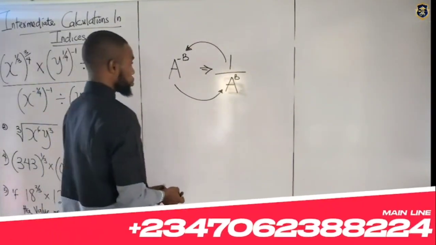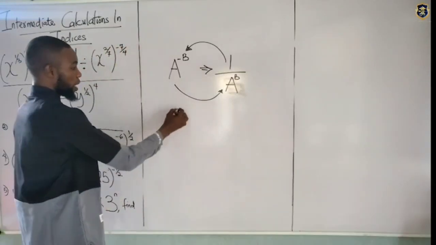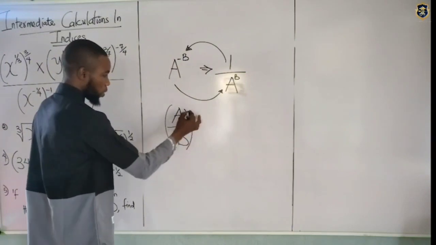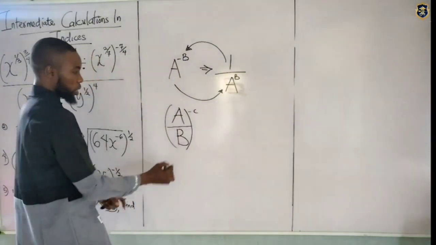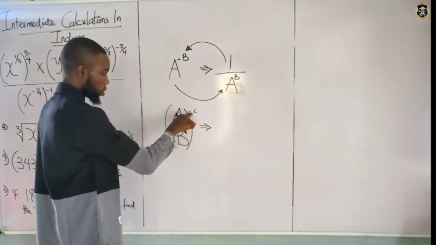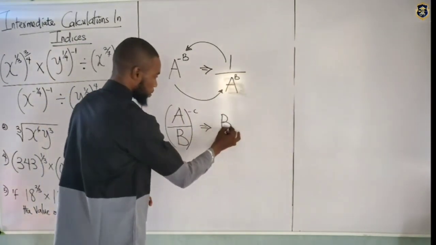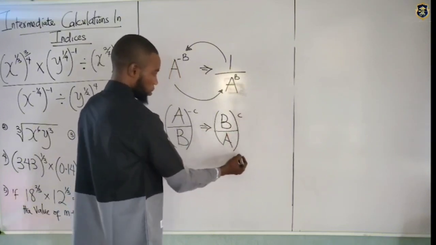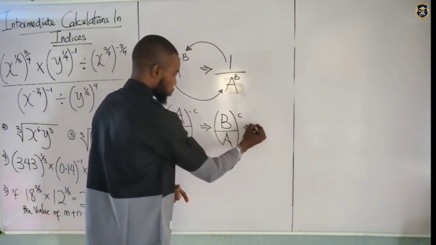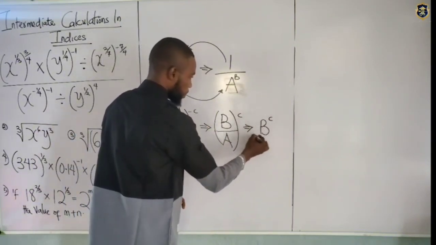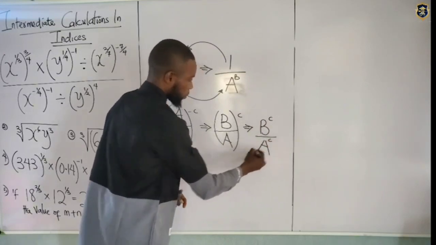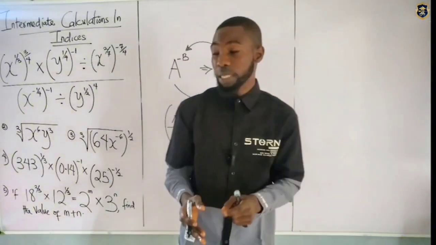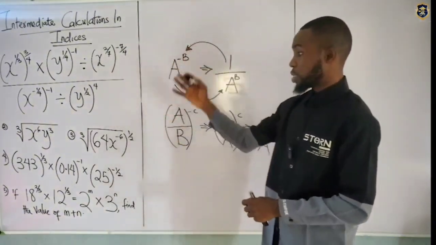That's mathematics for you. Another case: I said if we have a over b all raised to the power of minus c, to remove this minus, we invert by saying b over a all raised to the power of c, and in opening this bracket we say b raised to the power of c all over a raised to the power of c. Please take note of what we just said, because we're going to be applying this to maybe all of the indices questions here.